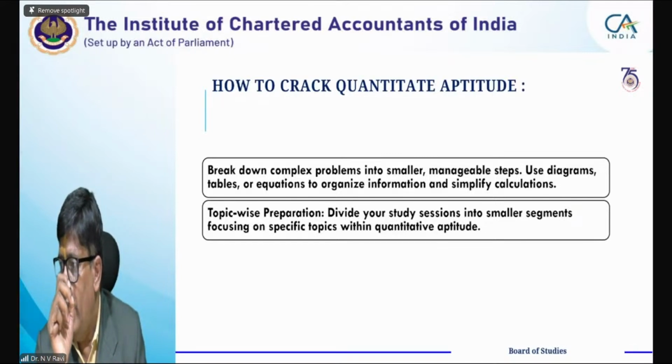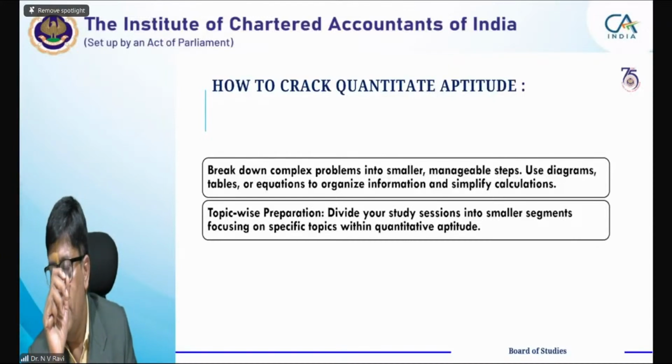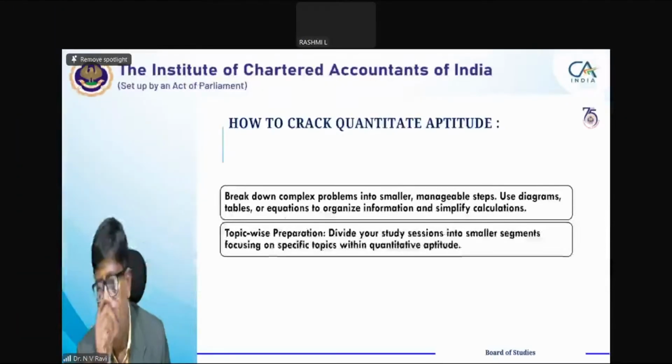I have a problem identifying whether a sum is about permutations or combinations. Where permutations are used and where combinations are used is clearly given in the study material. Okay, sir. And I request Rashmi Madam to please throw some light on this.